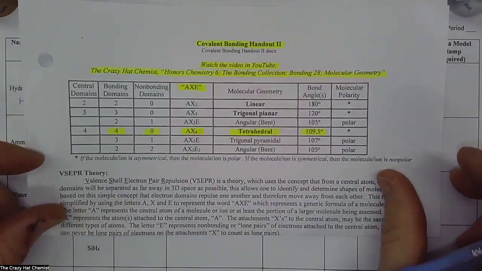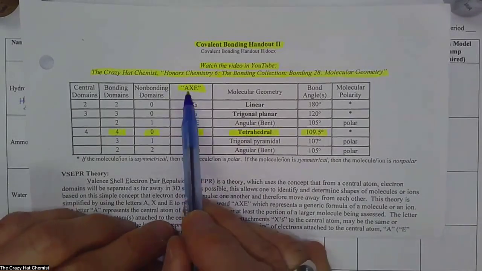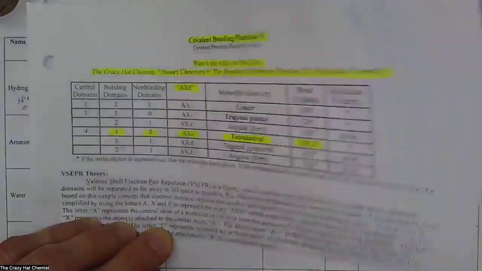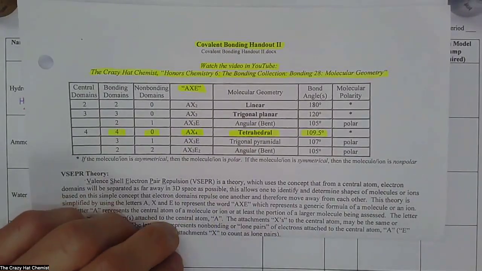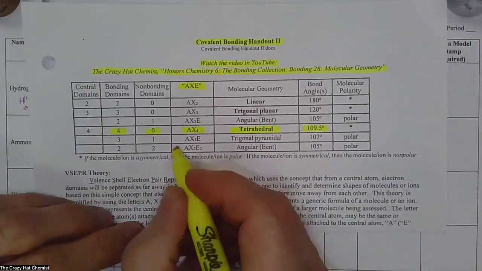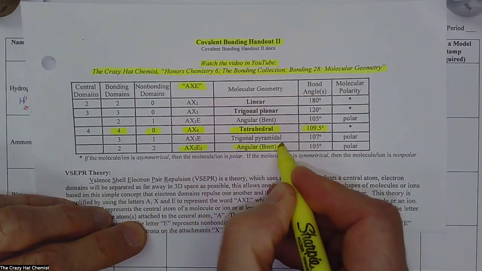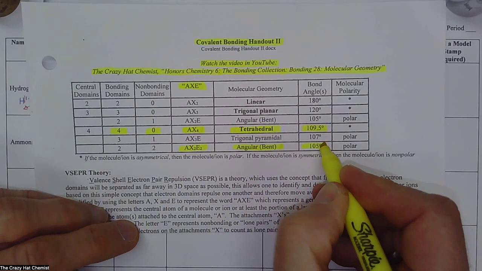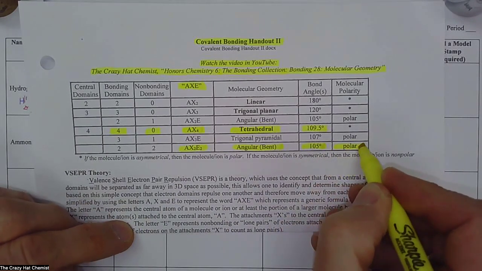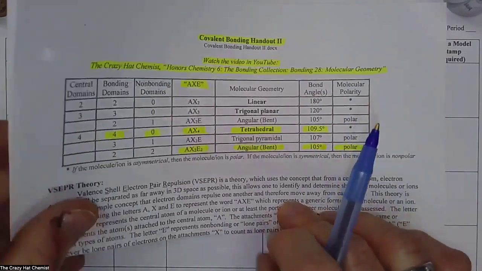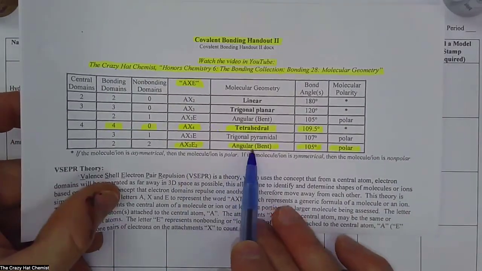And so we're going to go to this little table right here, and we're going to find AX2E2. AX2E2, that would be angular or bent, and it has a bond angle of 105. And look at that, it says it's polar. There's not even a possibility of it being nonpolar. So AX2E2 is angular or bent.